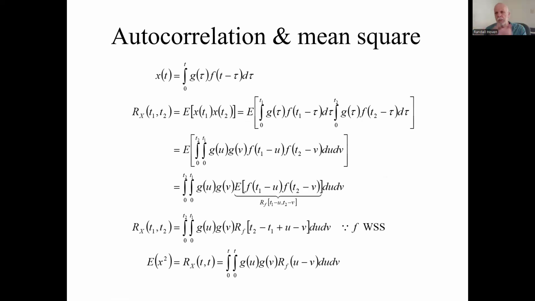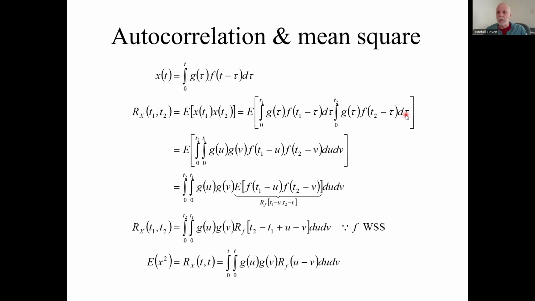What about the autocorrelation function? And from that, we could get the mean square value, right? We have this formula in general, output related to the input. Autocorrelation function is this expectation, the product of two signals. The expectation, and here's what those two signals are.